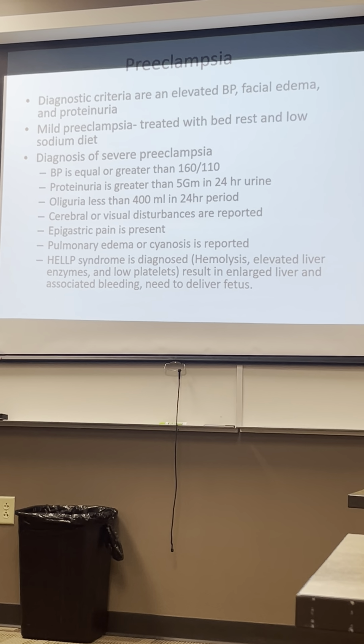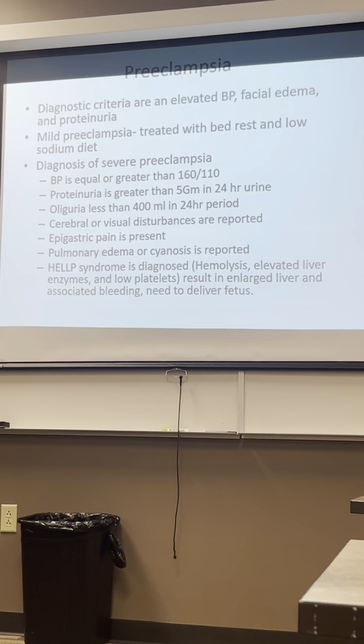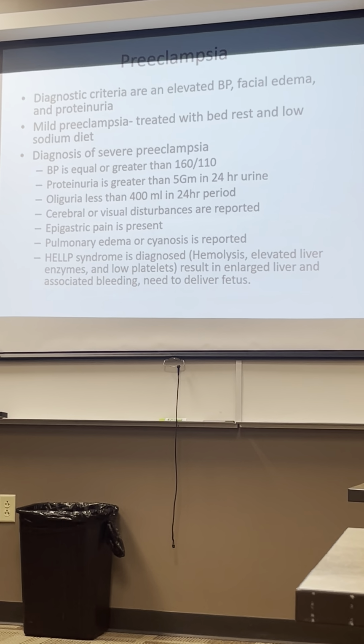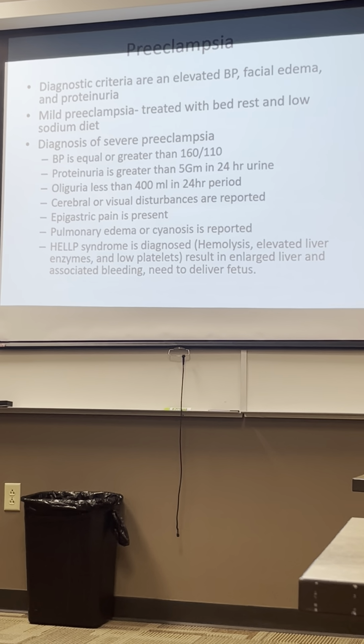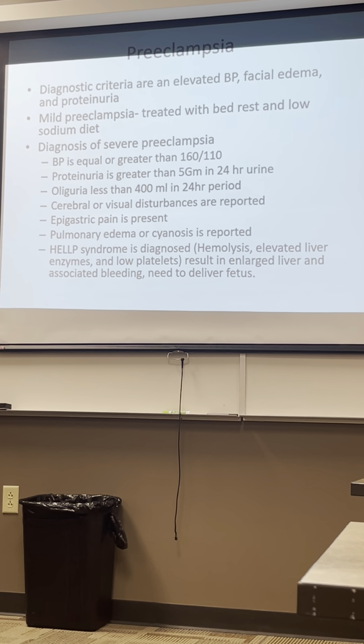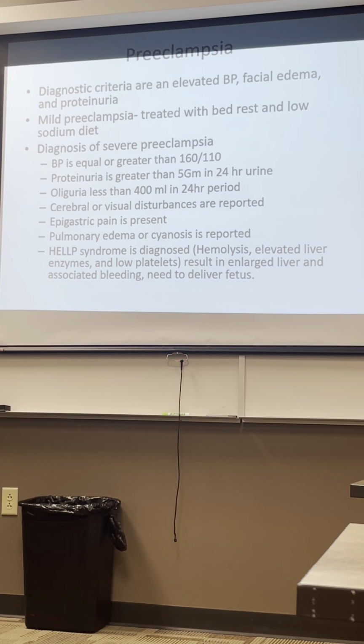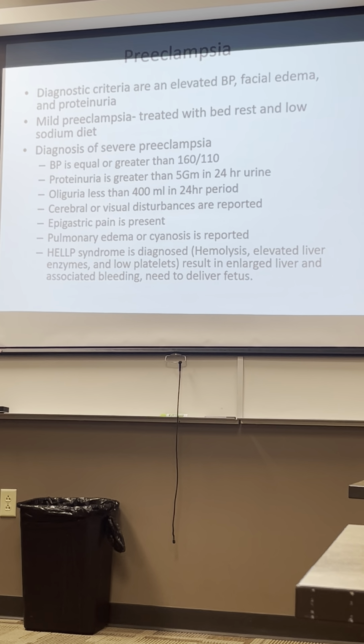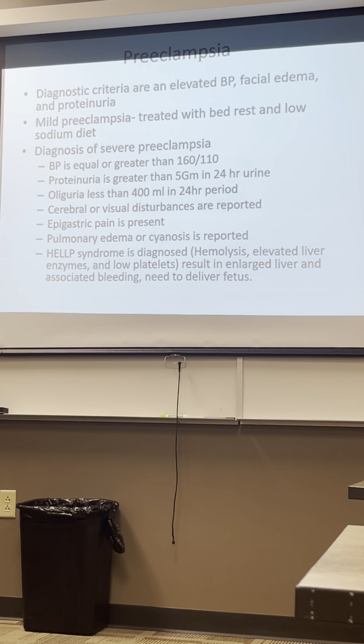Preeclampsia, the diagnosis criteria: elevated BP, facial edema, protein in the urine. Mild preeclampsia is treated with bed rest, low sodium diet, and monitoring. Severe preeclampsia, BP is usually greater than 160 over 110. Protein in the urine is usually greater than 5 grams.